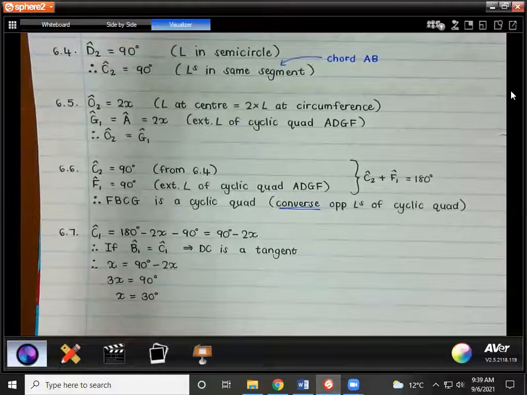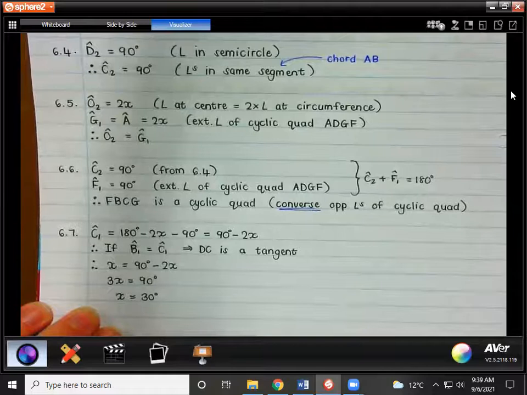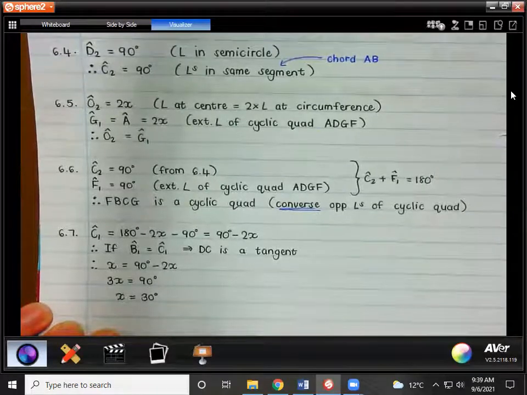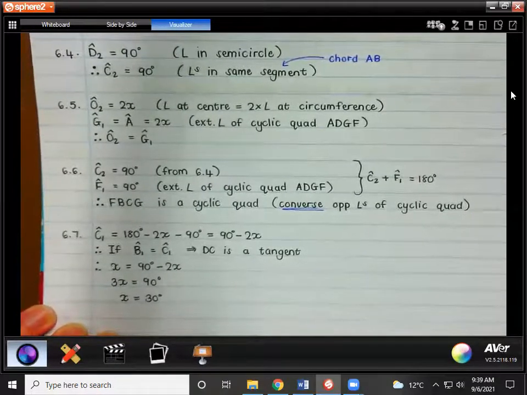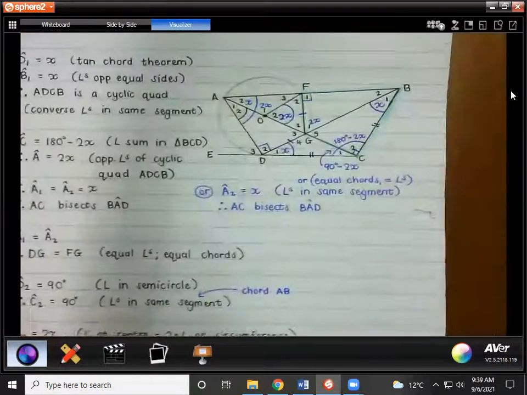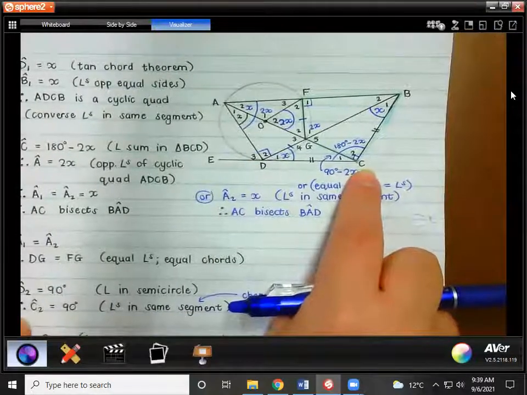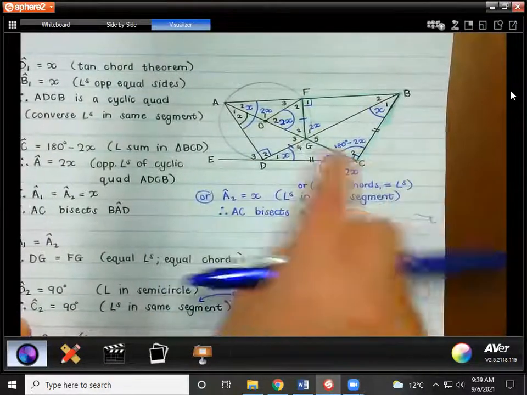Okay, is that fine for 6.6, guys? All right, 6.7 was an interesting question. What was the wording? Let me check here. They said, for what value of x will DC, let me just go up to the picture actually. For what value of x will DC be a tangent to the circle through F, B, C, and G?